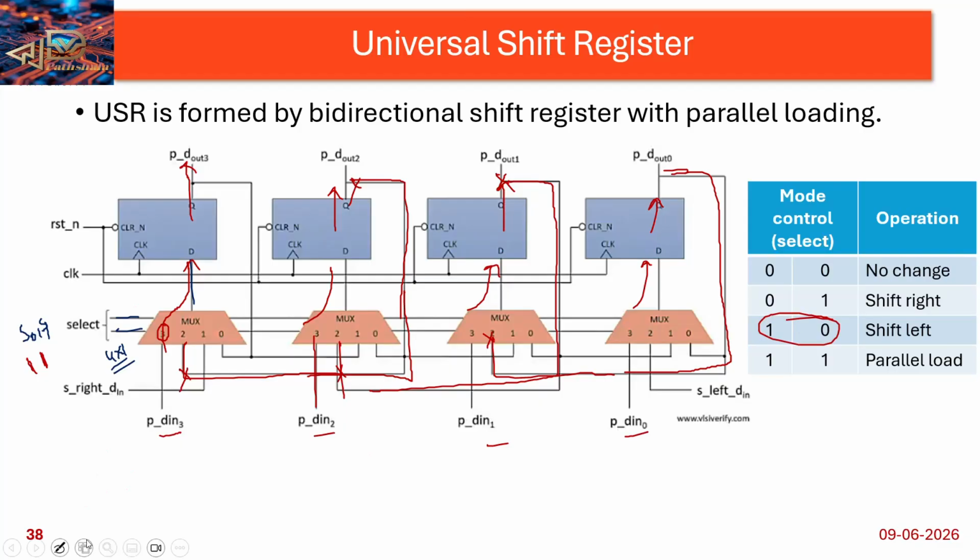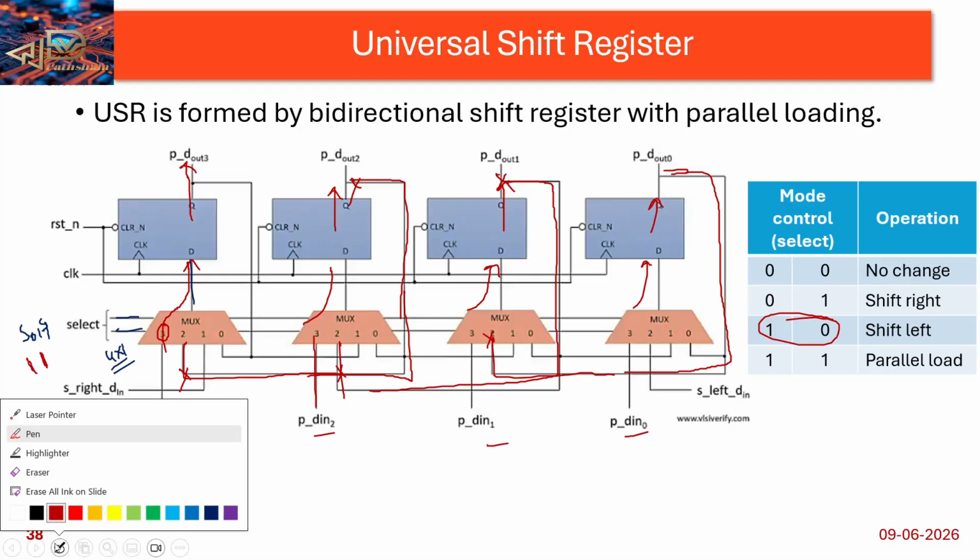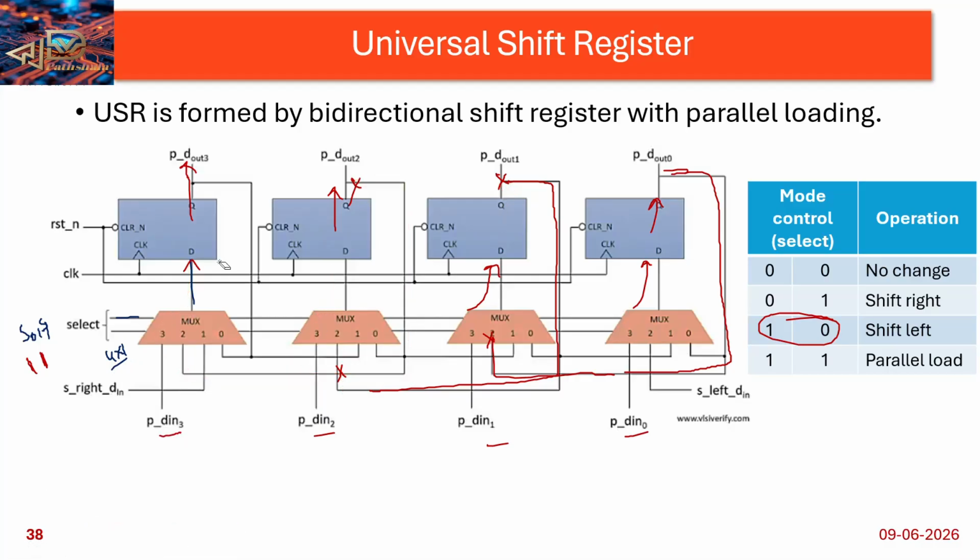Clear? So 1 0, I am giving that selection. That selection is connecting to the left shift operation. And again, 1 0 condition, 0 1 condition. So the 0 1 condition, it is connected to which one? One is connected to the serial input.